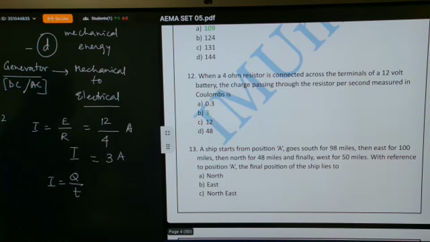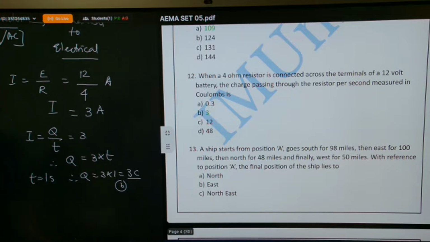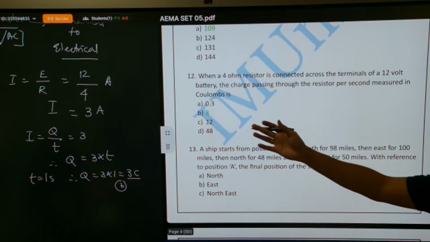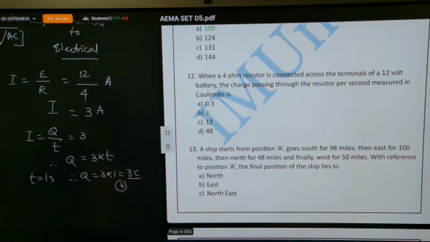Now current means total charge divided by total time, the charge flowing through any cross section in unit time. So this is 3. Now Q means 3 into T. The time they have given is 1 second. So Q would be 3 into 1, that is 3 coulomb. Option B. Just by looking at the current, you could say that is 3 coulomb per second. 3 ampere means 3 coulomb per second. It comes from the definition of ampere also.